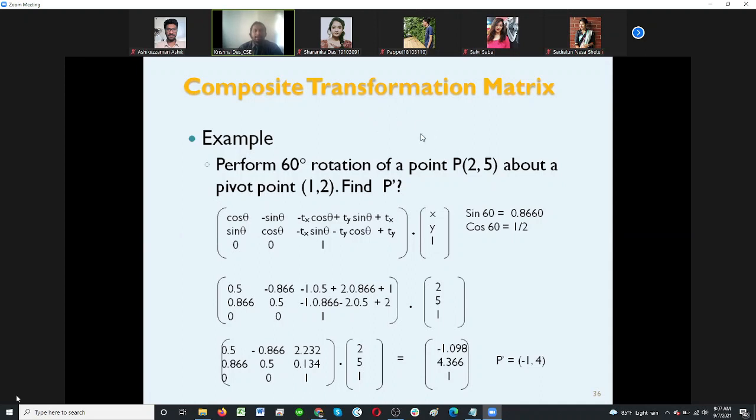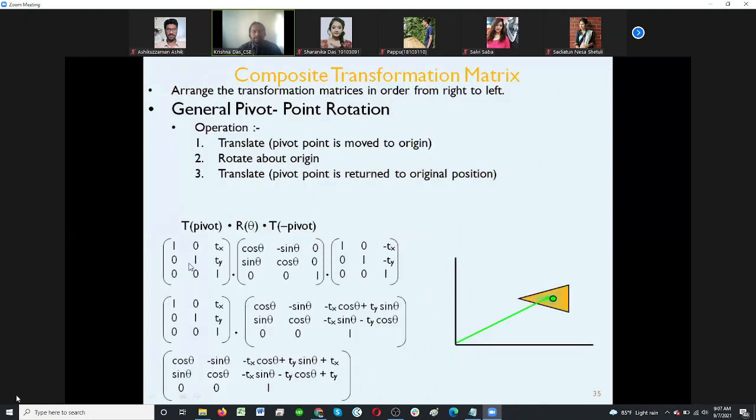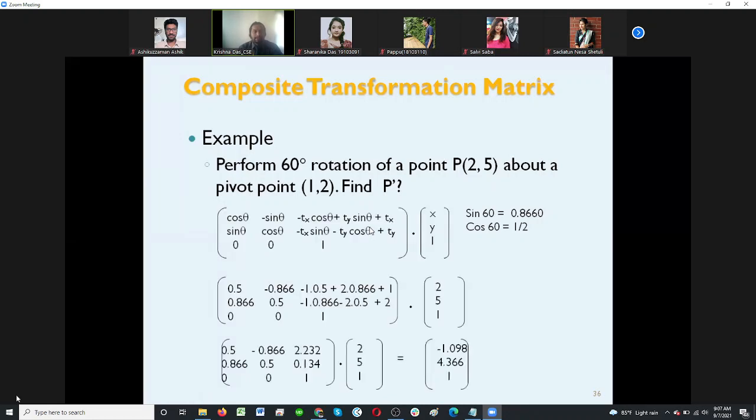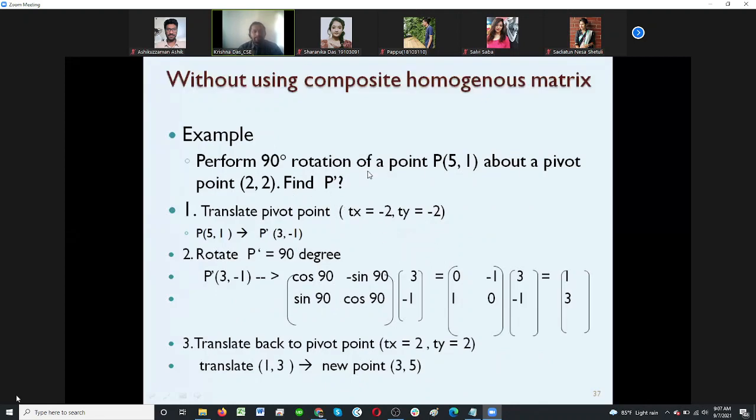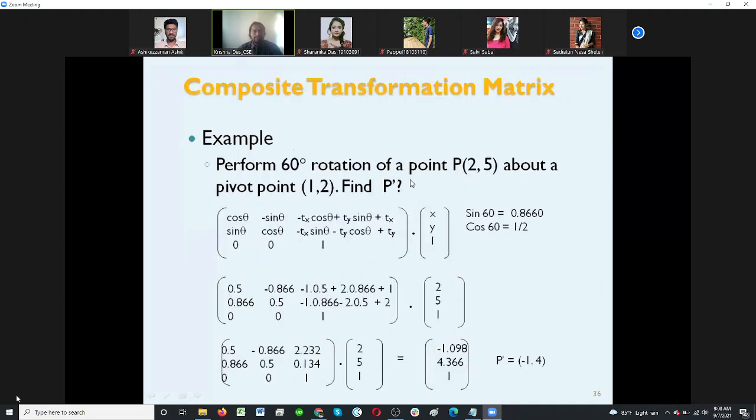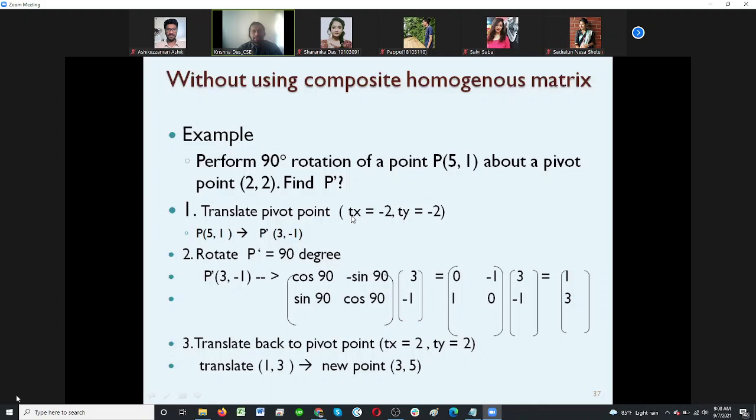Now I will not use this formula. I will do it sequentially, the way the process has been defined, in the order of the operations. I will do that for the same problem. The problem here has changed, but we can do it in the same diagram, because during your exam you will be asked to solve using the composite homogeneous matrix formula, and also without using it.